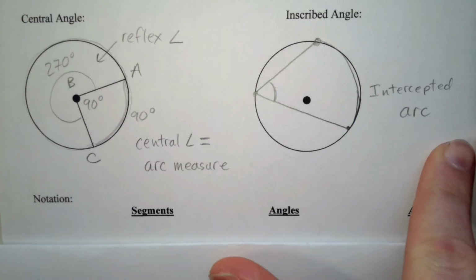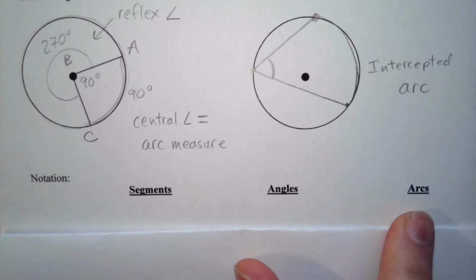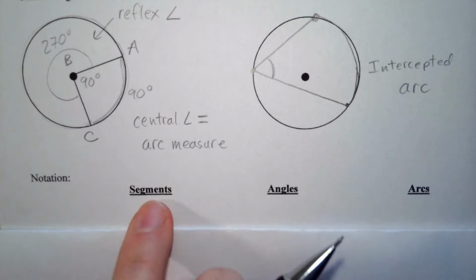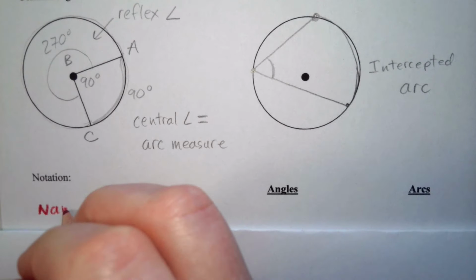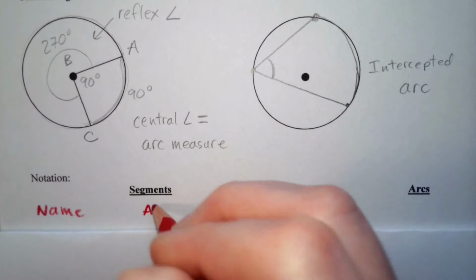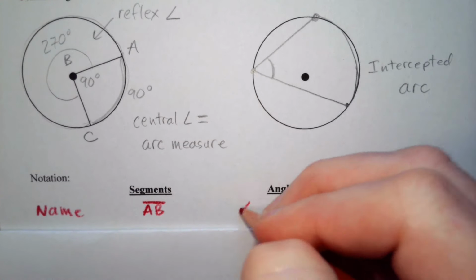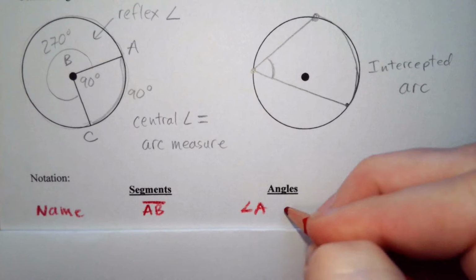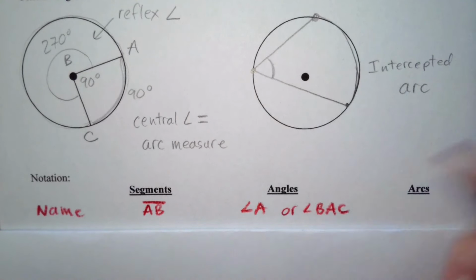Let's talk notation, since arcs are new to you. Let's compare how we name arcs and write the measures compared to angles and segments. So, name. If we're talking about the name of a segment, suppose AB, we would put a bar on top. If we're talking about an angle, we would say angle A, or it could be angle BAC. Okay, just talking about the name. And for arcs, we would say AB with an arc on top.